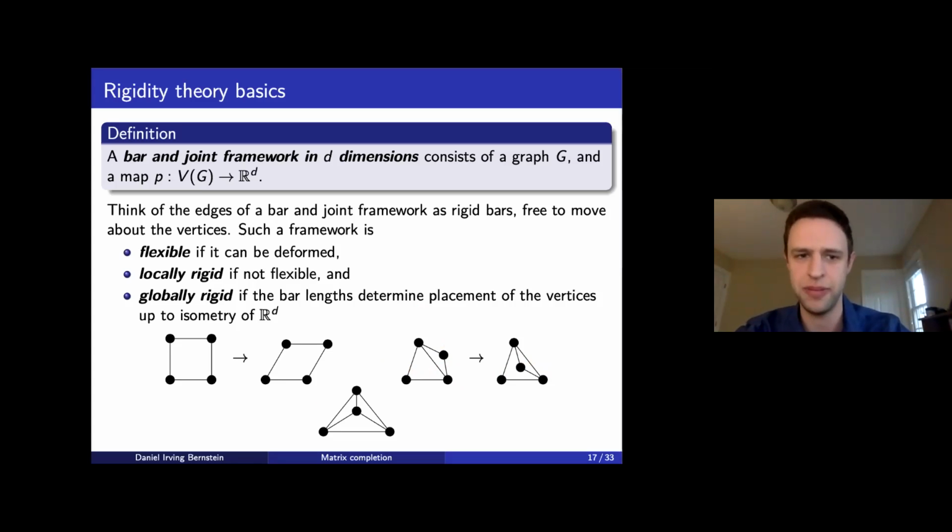So are there questions about the basic rigidity theory definitions? All right.